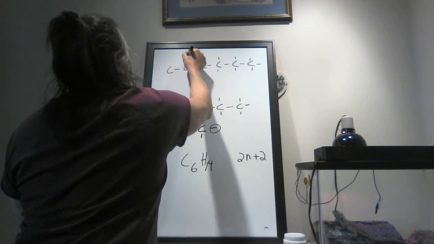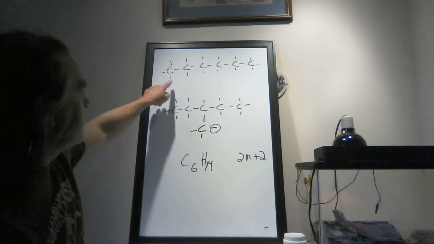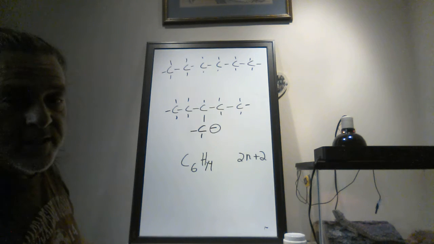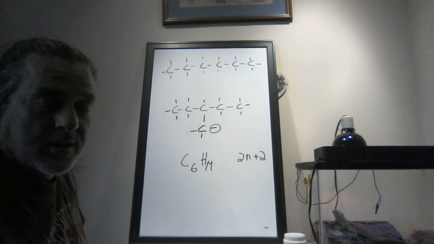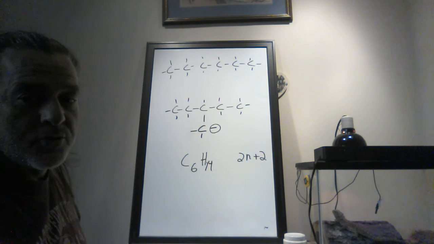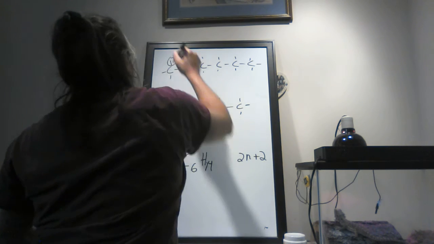So I'm not drawing the H's. It saves space and makes it easier. Each place that I have just a little line is a hydrogen. But if you start drawing hydrogens in all these structures, it gets cluttered. So we just draw little lines to represent where the hydrogens are.